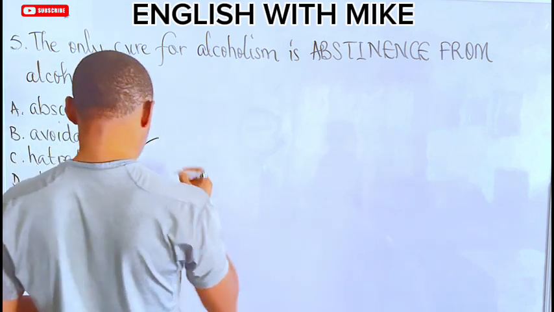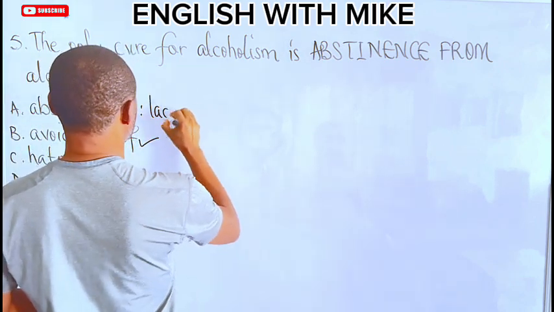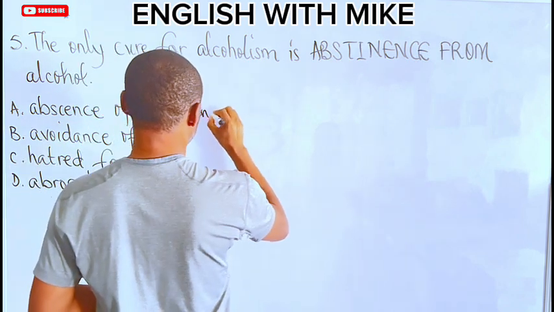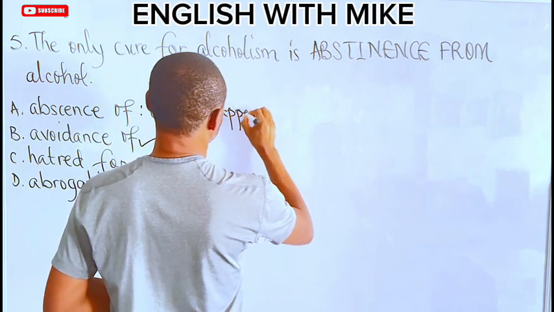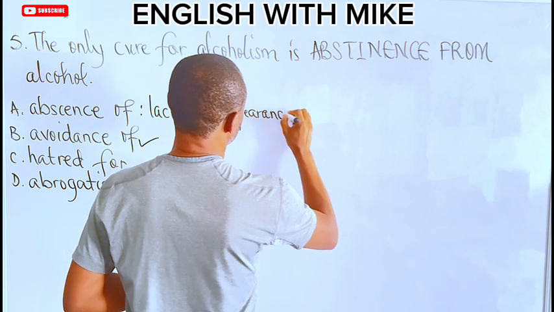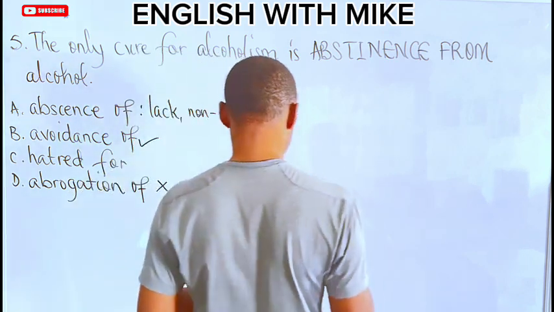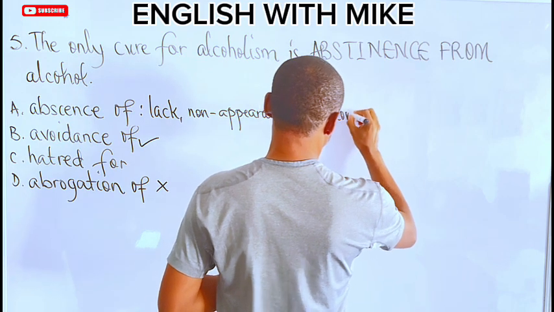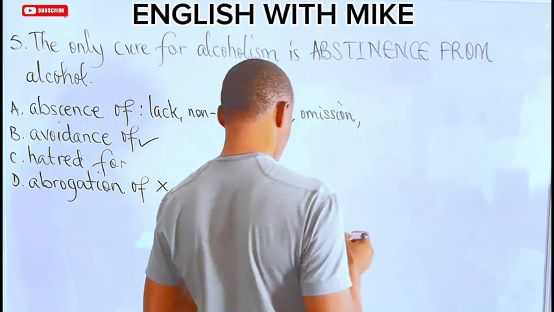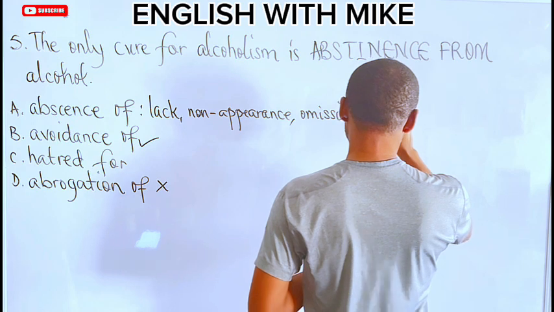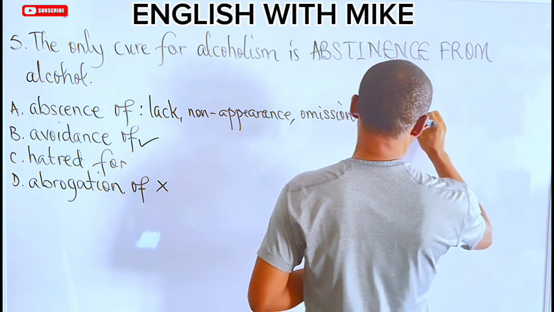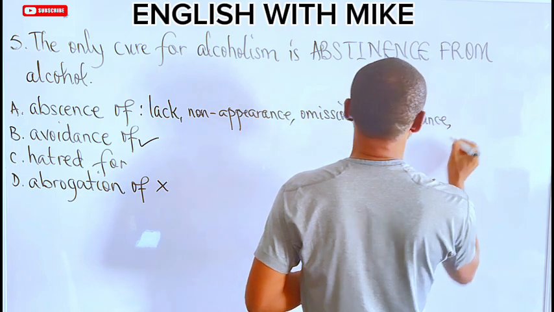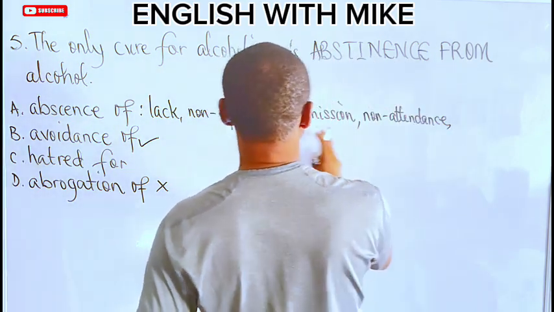Why B? What does absence of mean? Absence means lack, that is non-appearance, we have omission, that is non-attendance. If you like, you can remove the hyphens.